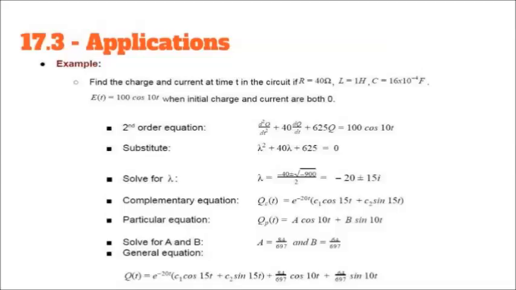The particular equation is Q particular of t is equal to A cosine 10t plus B sine 10t. Then we solve for A and B, and A is equal to 84 over 697, and B is equal to 64 over 697. And then the general equation is Q(t) is equal to e to the negative 20t times c1 cosine 15t plus c2 sine 15t plus 84 over 697 cosine 10t plus 64 over 697 sine 10t.